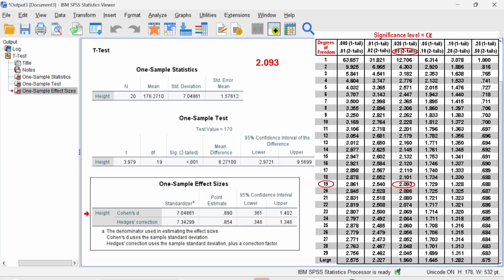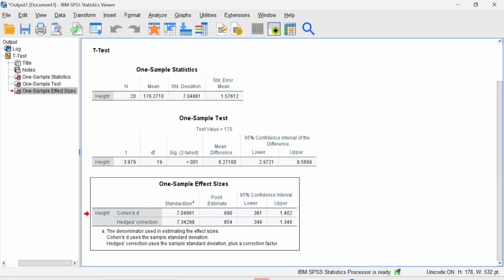So we are going to compare this critical t with the calculated t, which we have here as 3.979. We can see clearly that this calculated t, 3.979, is greater than the critical t. So the same way, we reject the null hypothesis, and we see that there's a statistically significant difference between the sample mean and the population mean. So that is how we take the decision with the t values as well.